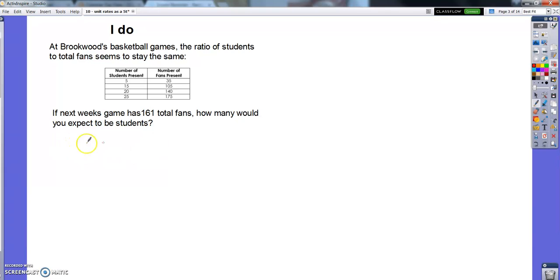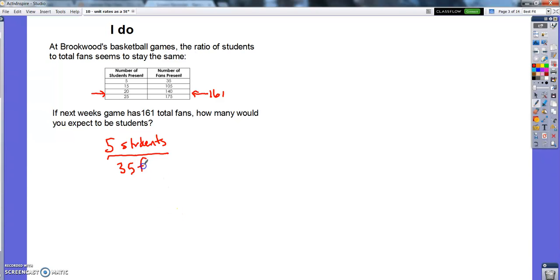Even though this is not a unit rate problem, it's asking me for 161 total fans. That's in here somewhere. 161 total fans is going to be somewhere between 20 and 25 students. It's not a unit rate problem, but I want to use a unit rate to do it. Here's what I'm going to do. I can pick any one of these as my starting point for when I use the proportion. So just say, a simple one, it's 5 students for every 35 fans.